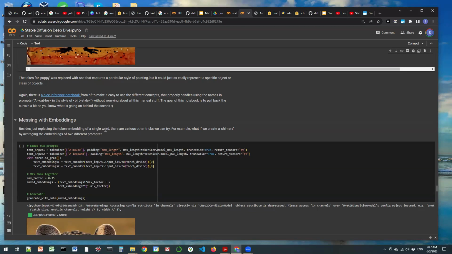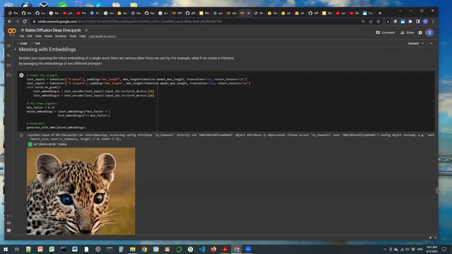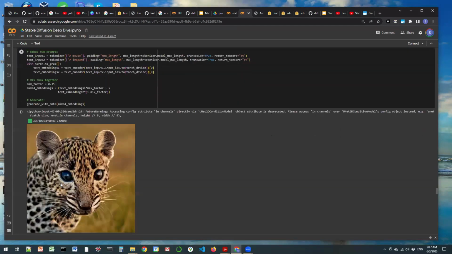But instead, you can actually go directly to the embedding space, get the expected embeddings, and then just combine them. So here's a mouse, here's a leopard. Combine the mouse and the leopard, and out pops this image.